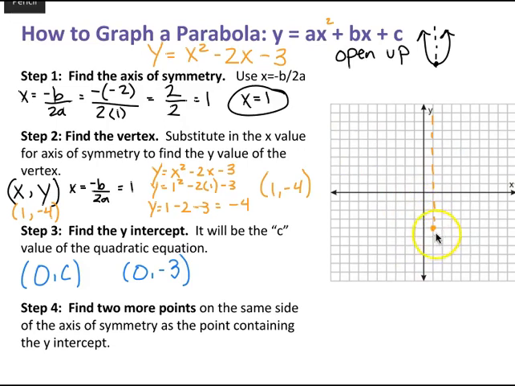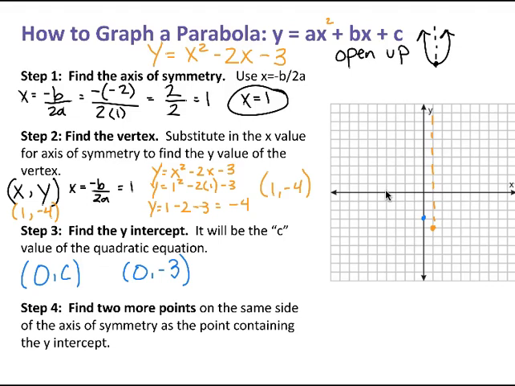Now that we've got our vertex plotted, let's go ahead and plot the y-intercept. I'll do it in blue. So the y-intercept is where our parabola crosses the y-axis, and that is at 0, negative 3. So not going left or right from my origin, and then I go down 1, 2, 3. So there's my y-intercept.